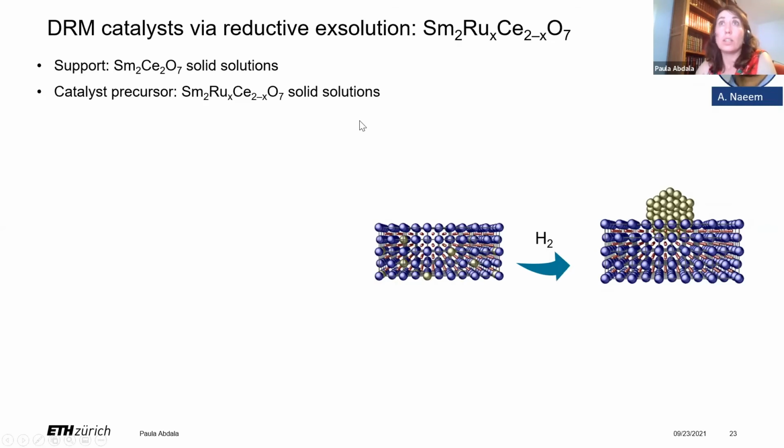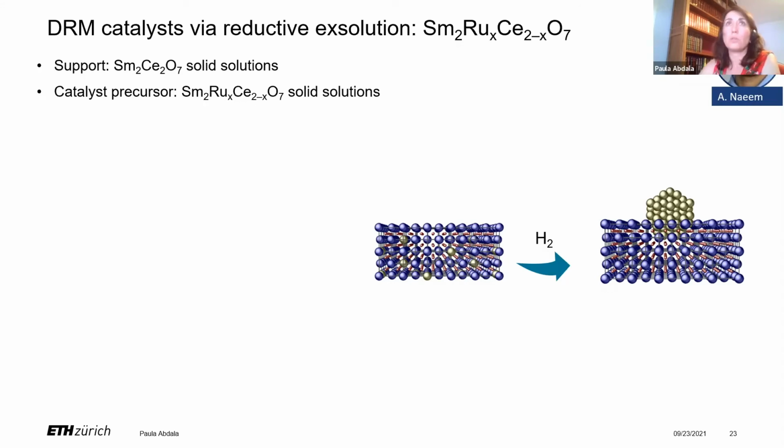So the second example I'd like to talk about is on a noble metal catalyst. And here I would like to remind you that one of the goals is to reduce the noble metal loading. One way that has been proposed in the literature is to use a reductive exsolution approach in order to obtain highly dispersed small nanoparticles onto a metal oxide support. So we wanted to investigate this type of method a bit more.